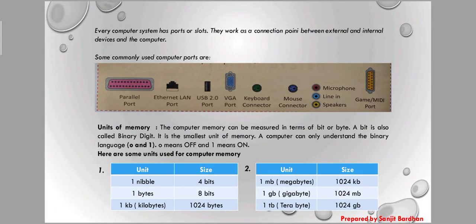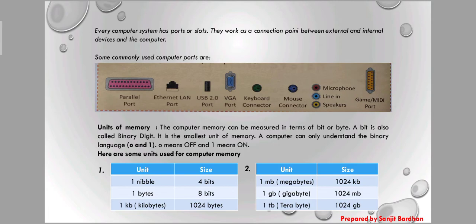Here is the computer unit. Every computer system has a port or slot that works as a connection point between external and internal devices and the computer. These are the ports. You can see the ports. Number 1 is the parallel port, number 2 is the Ethernet LAN port. We can connect to the internet through the Ethernet LAN port.